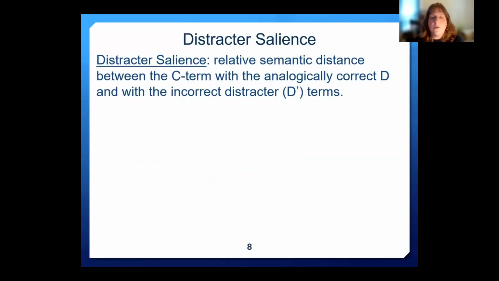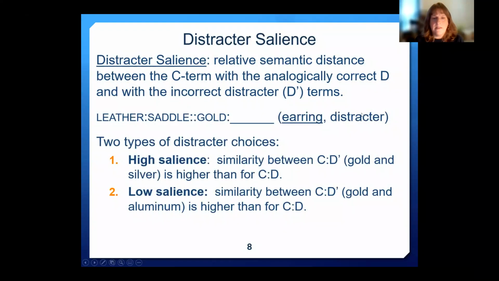Then the next variable we looked at was distractor salience. And this is defined a little bit differently from word association, where you're looking at the association strength within each pair. Here, we're focused on the association strength, and more than that, the semantic distance between the C term with the correct D term in comparison with each of the incorrect distractor terms. So as I said before, each analogy had 2 answer choices, the correct answer, and 1 of 2 types of distractors. The high salience distractor had a higher similarity.